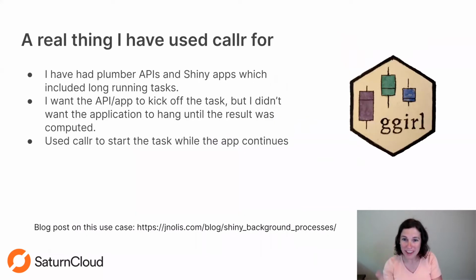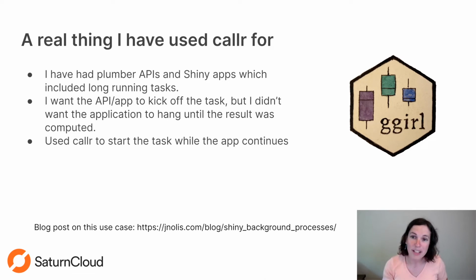So here's a real thing I've used callr for. I have had a number of Plumber APIs and Shiny apps which have included long running tasks. One of these is the GGIRL package I made. It's an R package and Shiny thing. I'm talking about it at our RStudio conference in 2 weeks. I'm very excited about it. But it has a lot of long running background tasks in Shiny.